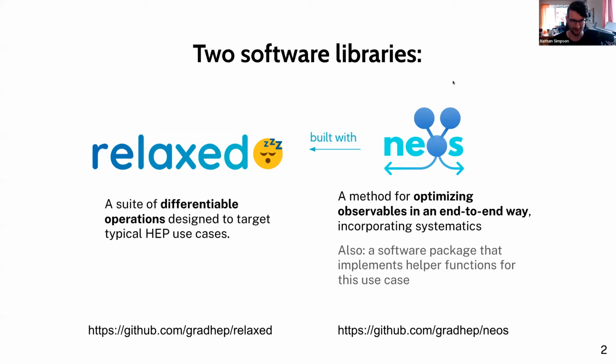So I'll be covering two software libraries today, which have a dependency relationship with the arrow to the left. So there's this library called Relaxed, which is basically aiming to provide these differentiable building blocks that we can use to build these full workflows that I'll talk about today. And then there's the Neos library and method. It's unclear where one starts and the other ends. The Python package exists basically to facilitate the type of workflow that, if you're familiar with it, at least the Neos paradigm talks about. And it's built using Relaxed. So that's the software we're going to cover today, and that's how it's related to each other.